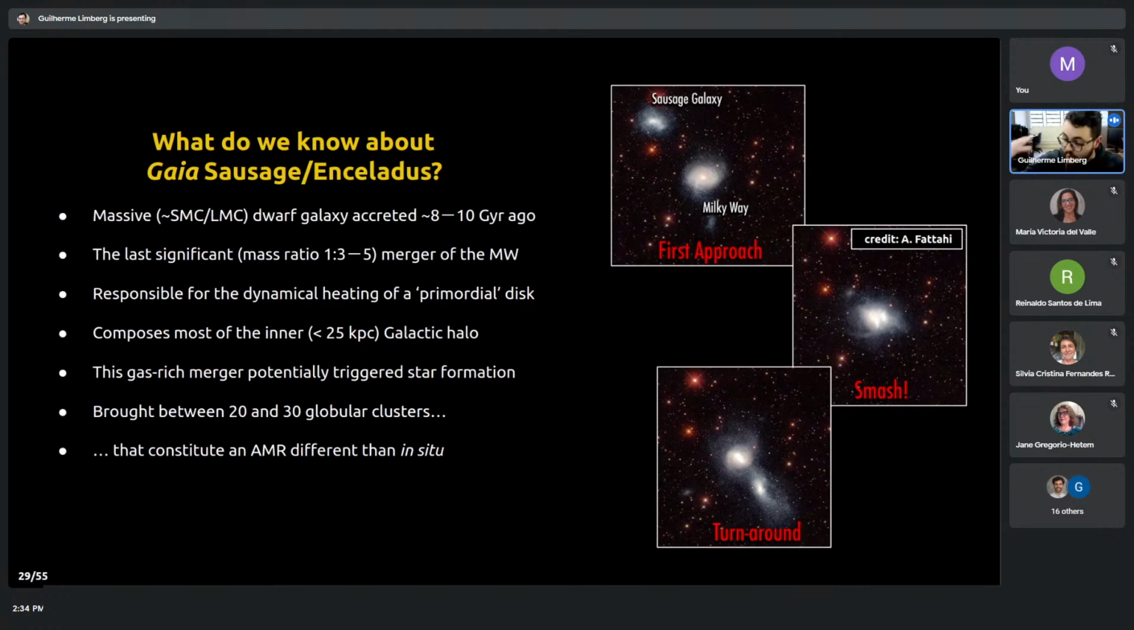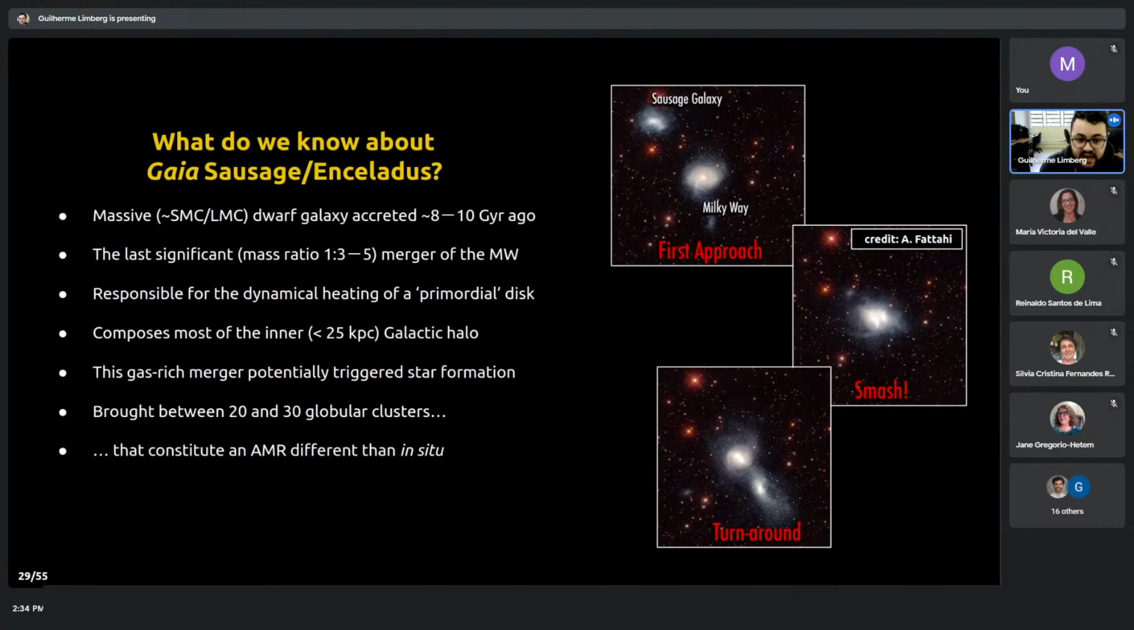So it was broadly responsible for the formation of the thick disk and its hot component that we saw in the previous slides. It also composes most of the inner galactic halo, and we know that because just by plotting a color magnitude diagram of stars in the halo, we can see this population appearing. It was also potentially a gas-rich merger that potentially triggered star formation within the Milky Way. However, this is quite difficult to explore.